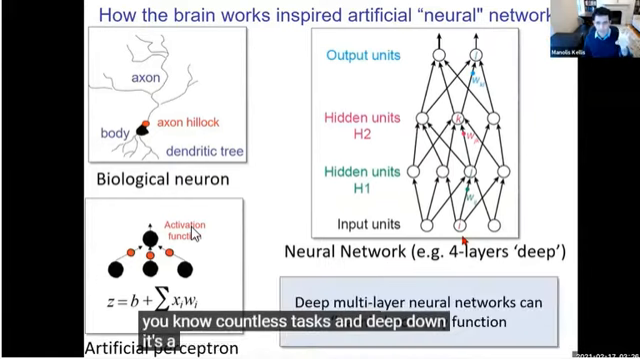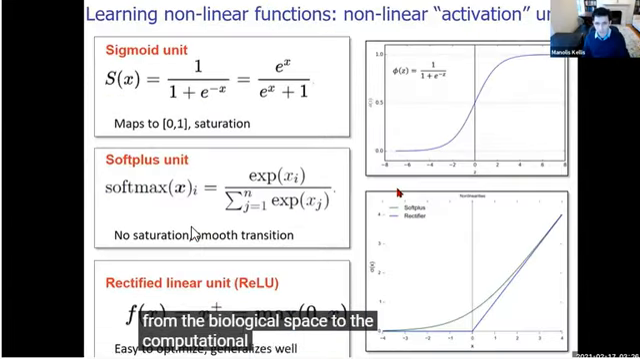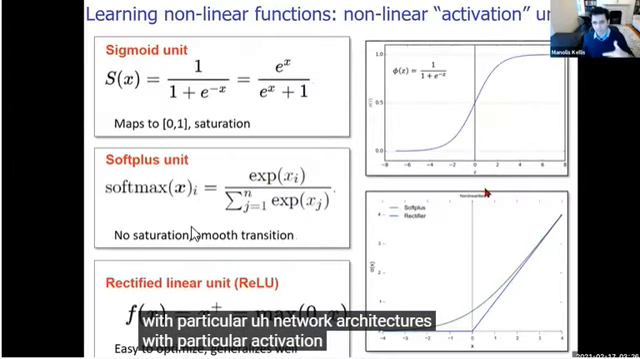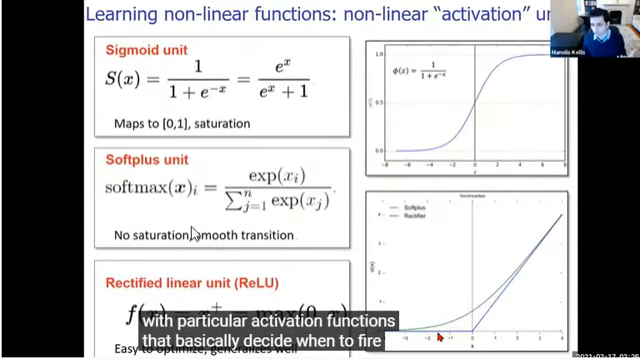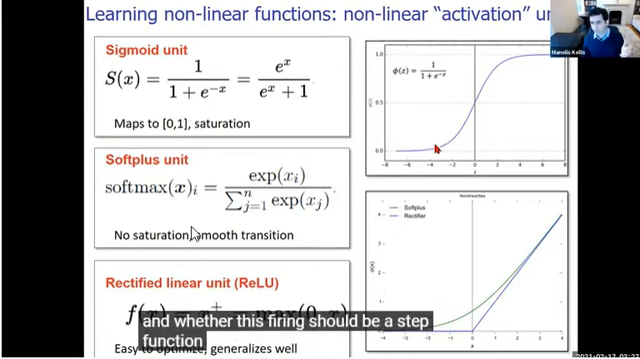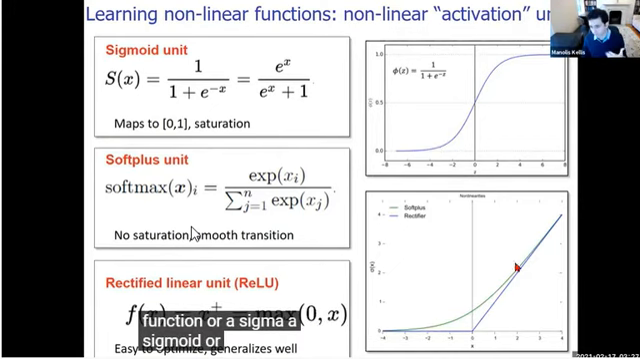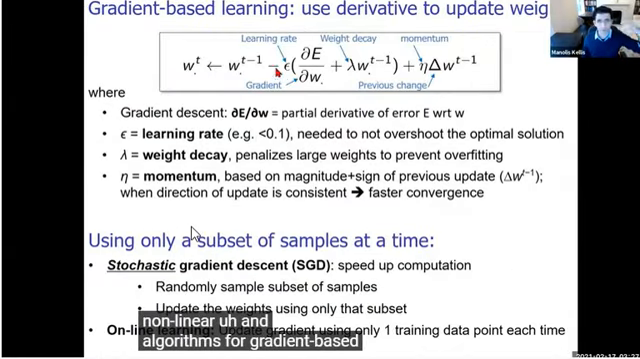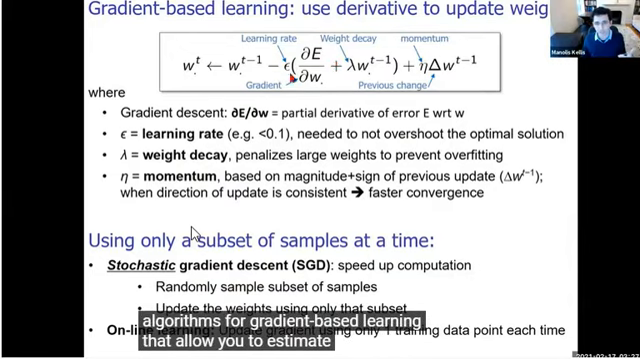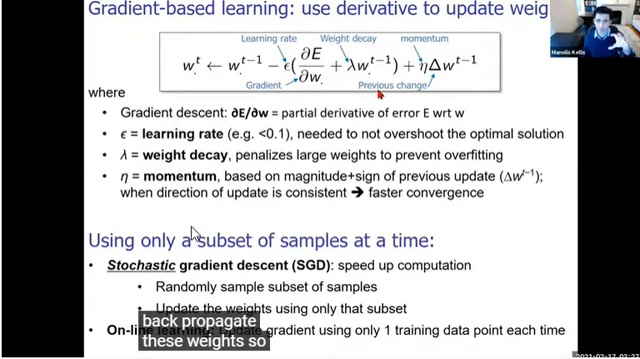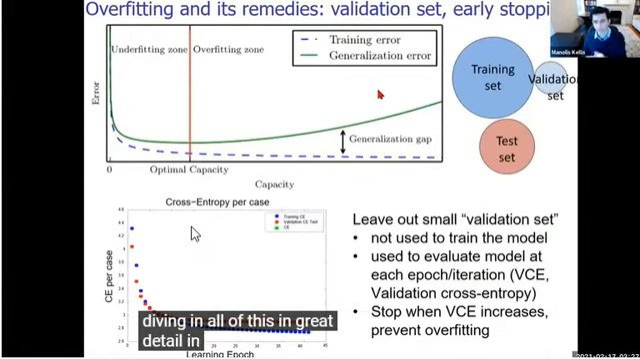And deep down, it's a series of simple operations that we have now ported from the biological space to the computational space with particular network architectures, with particular activation functions that basically decide when to fire based on the amount of input signal that I see, and whether this firing should be a step function or a sigmoid, or a nonlinear function, and algorithms for gradient-based learning that allow you to estimate the error through this network and then backpropagate these weights.